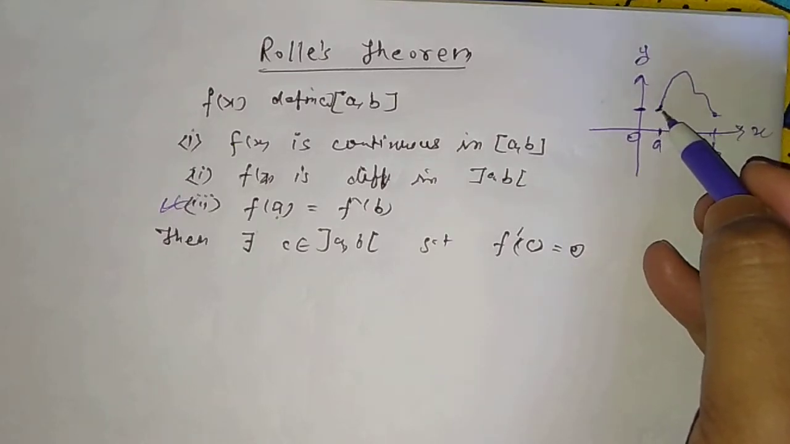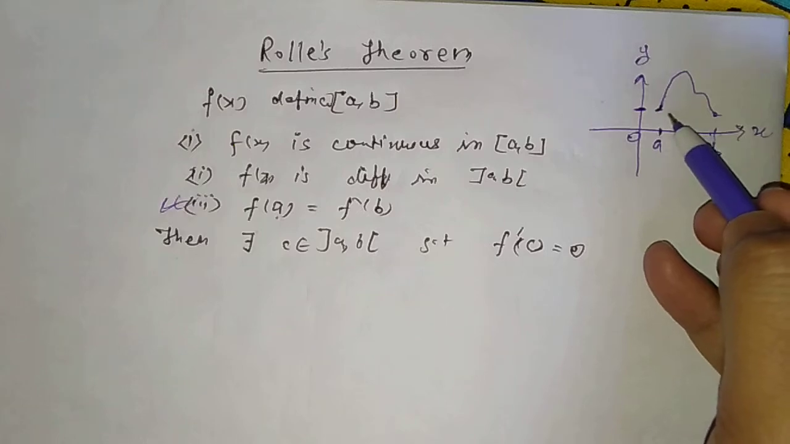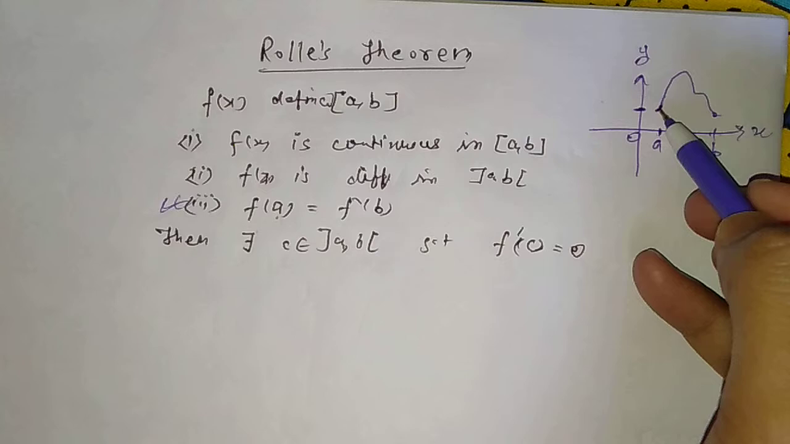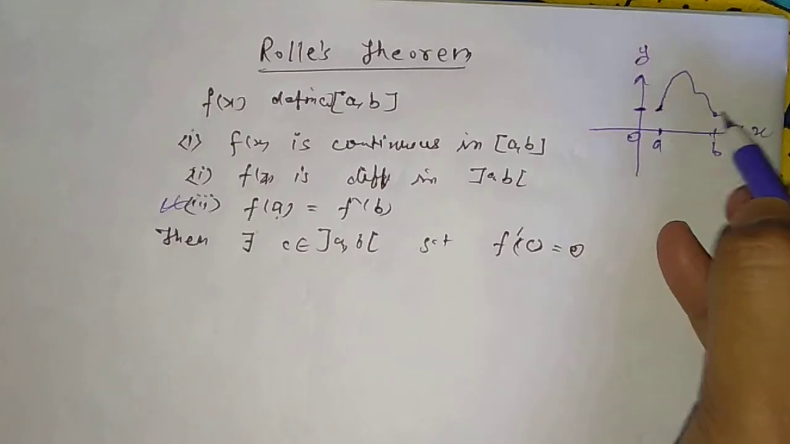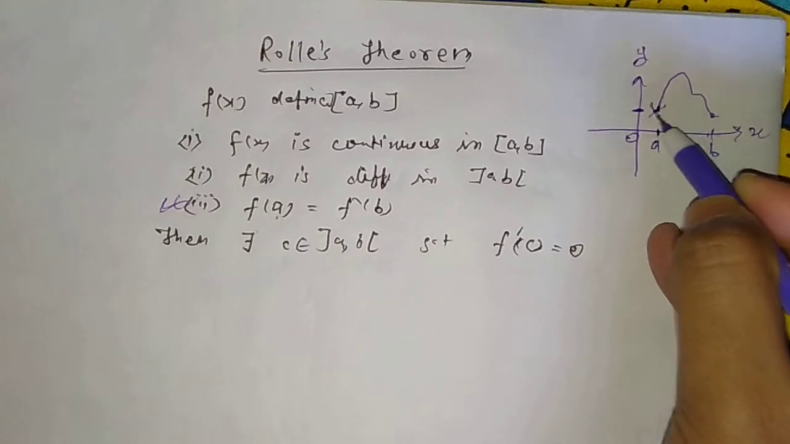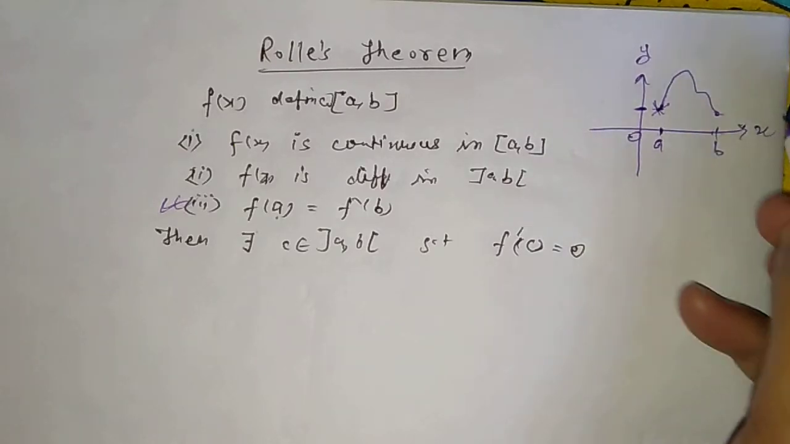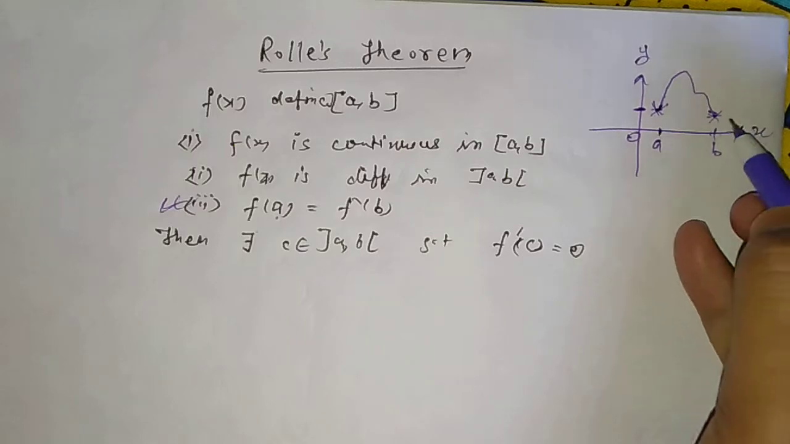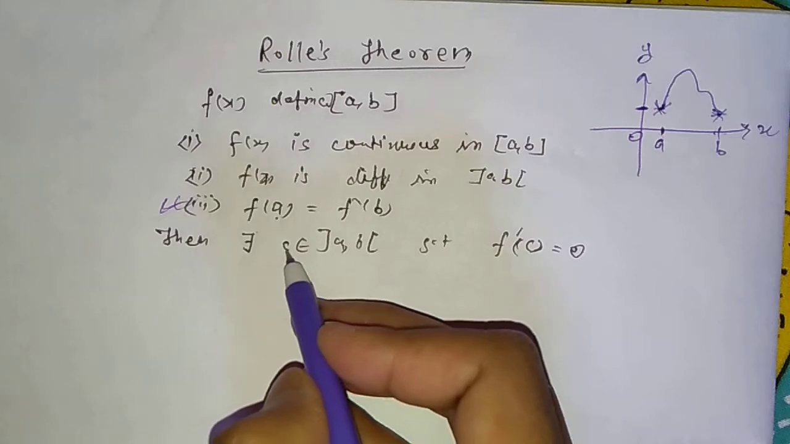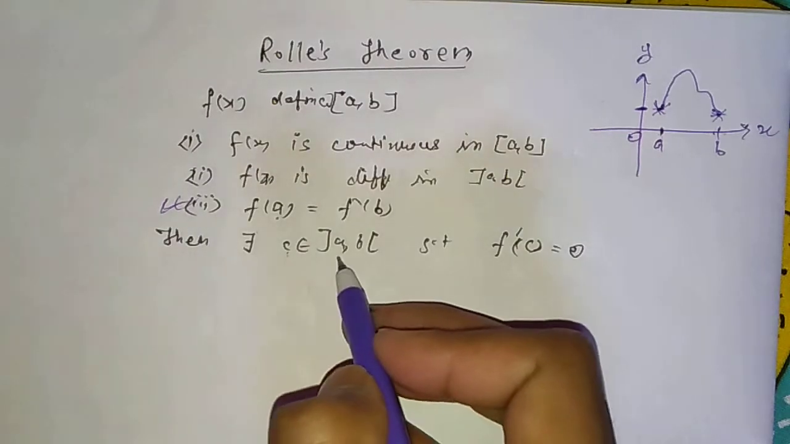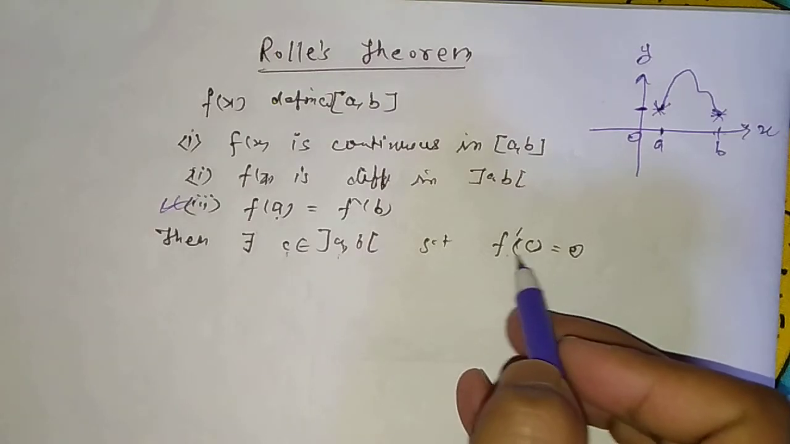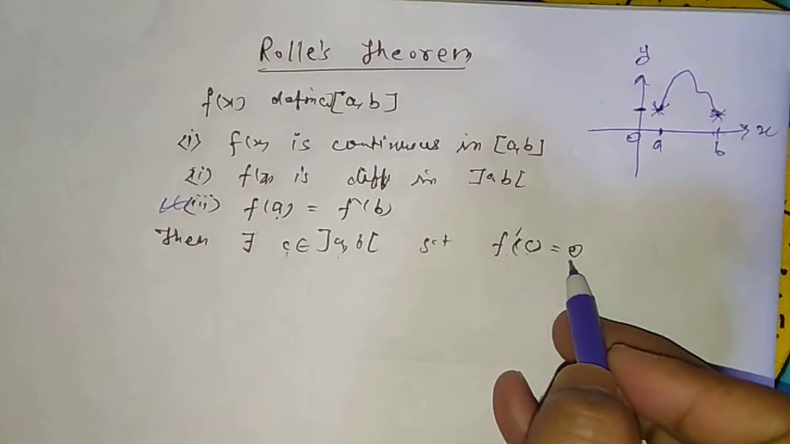Also this curve doesn't form any sharp end, so it will be differentiable at all points except at the endpoints, because at endpoints there can be an infinite number of tangents, so at the endpoints the function can't be differentiable. Then the theorem says that there exists a point c in the open interval (a, b) such that the derivative of the function at that point must be equal to 0.